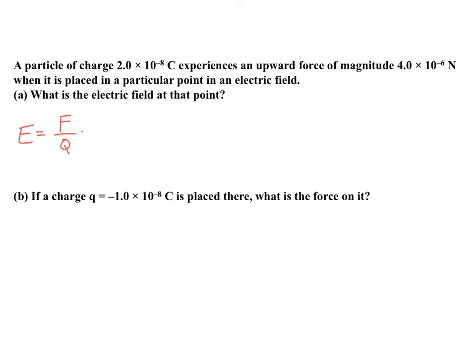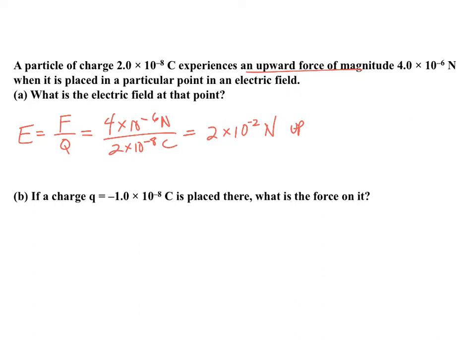All right. E equals F per Q. So the force, this is simple. 4 times 10 to the minus 6 newtons over 2 times 10 to the minus 8 coulombs. You're going to get a whopping 2 times 10 to the minus 2 newtons up, as it already said, but that's because it's an upward force.